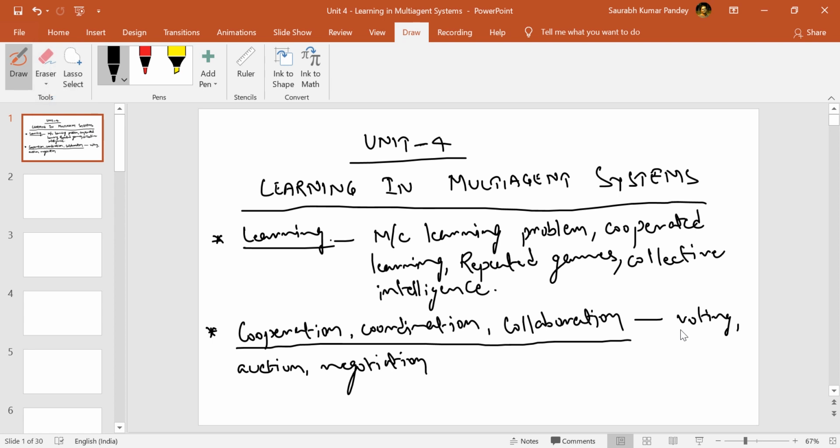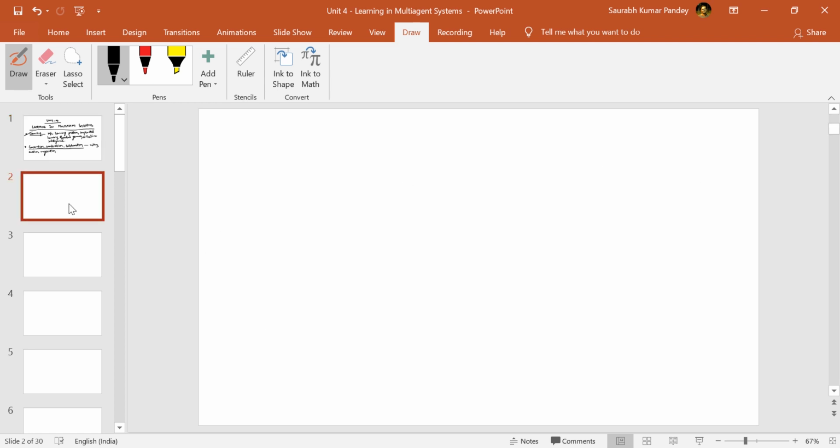So let's talk about learning in multi-agent systems first. We will start our discussion of this unit by discussing what basically is learning in multi-agent systems. Whenever we talk about learning in multi-agent systems, there are two types of environments wherein the learning happens. So let's see what those learning environments are.